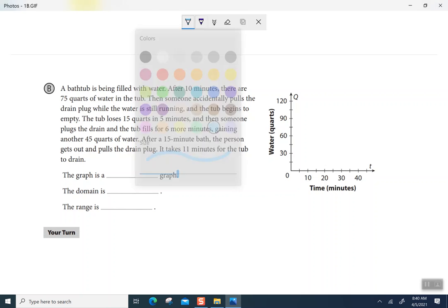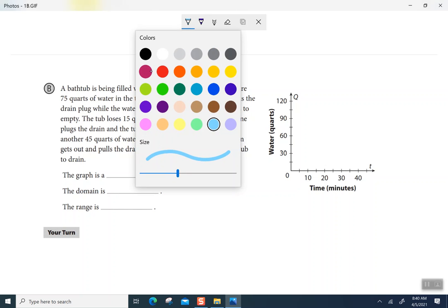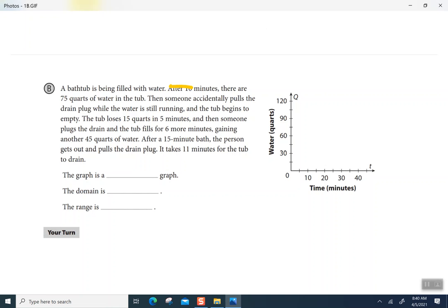Okay, first thing was, let's go ahead and pick yellow. This guy right here. After 10 minutes, there's 75 quarts. Somebody actually pulls the plug and the water starts running. The tub begins to empty.